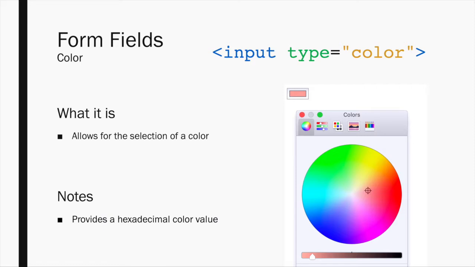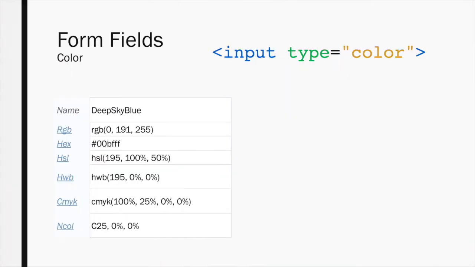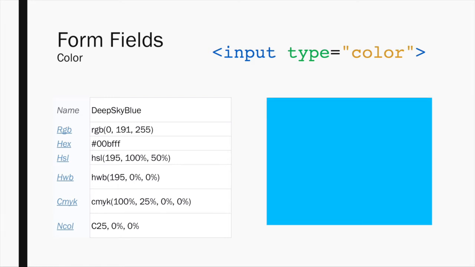This does not work on all browsers, so you may want to have a different fallback in case the browser does not support it. To give you a good example about different values that can be submitted via a color tag, let's take a look at this color right here. The official name for it is Deep Sky Blue. RGB is 0, 191, 255, hex is #00BFFF, HSL is 195, 100%, 50%, HWB, CMYK, NCOL, etc. All of those create the exact same color. But do you know that?